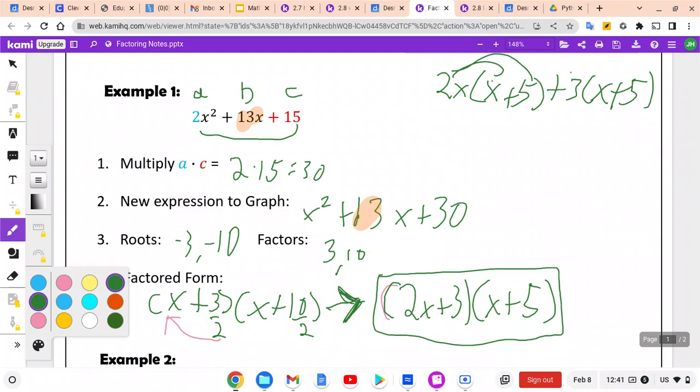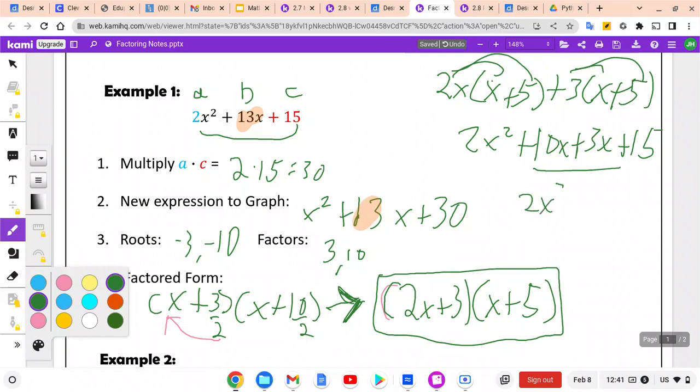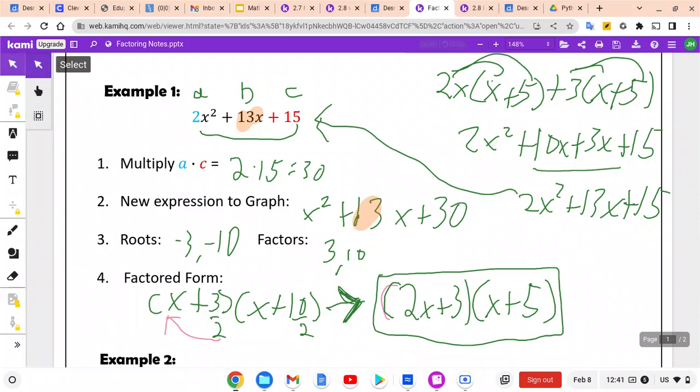And then you distribute. 2x times x is 2x squared. 2 times 5 is 10x, plus 3x. And then, of course, 3 times 5 is 15. No more multiplying because the parentheses are gone, but we do combine the like terms. 2x squared, 10 plus 3 is 13x. Bada bing, bada boom. We have our original trinomial. So we know we did it right.